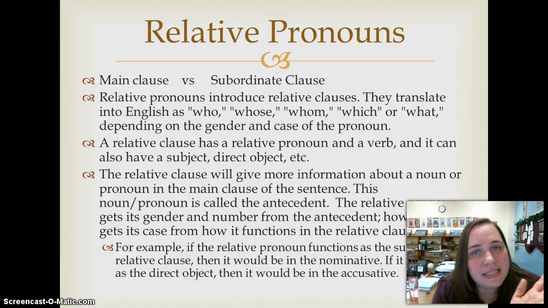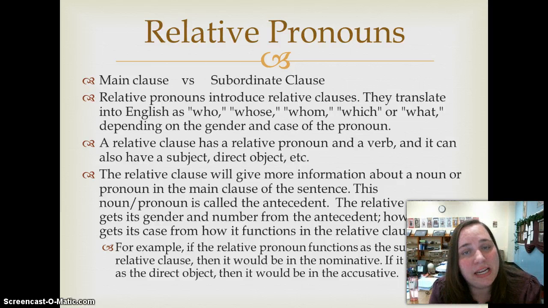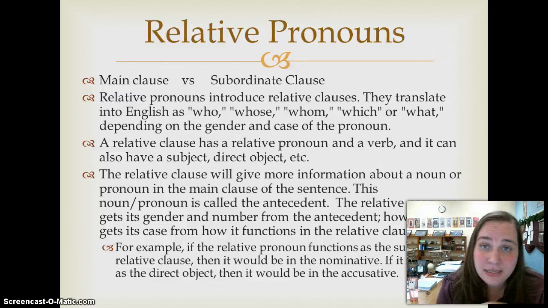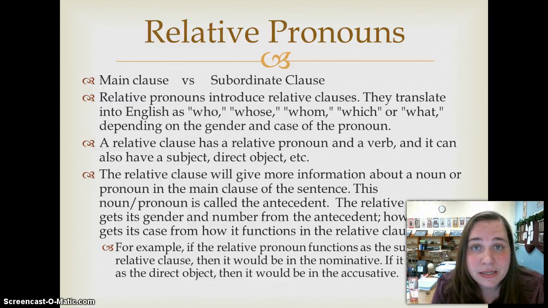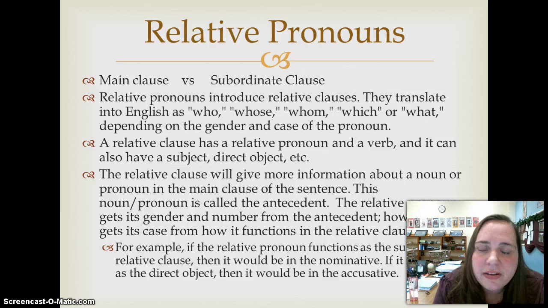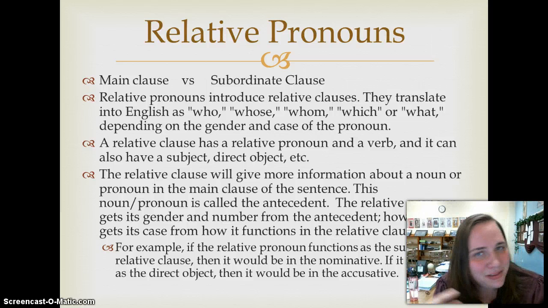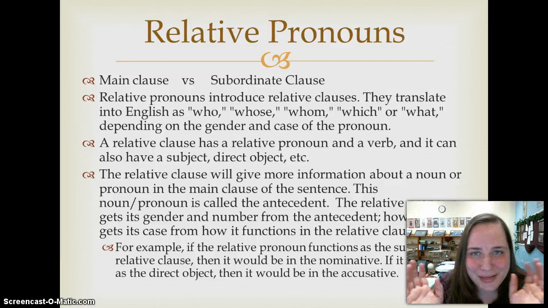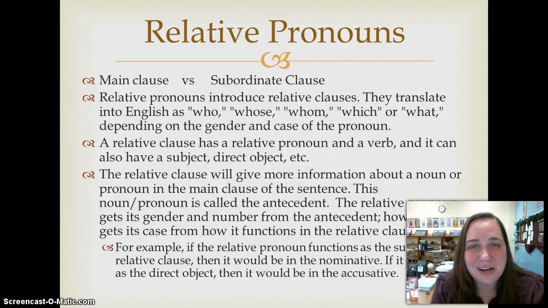Gender and number from the antecedent, case from how it's functioning in the relative clause. What that means is if the pronoun is the subject of the relative clause, then it's going to be in the nominative. If it is possessive, it's going to be in the genitive. If it's an indirect object, it's going to be in the dative. If it's the direct object, it's going to be in the accusative. It can also be one of the ablative uses. So you can see any of those uses of a relative pronoun.